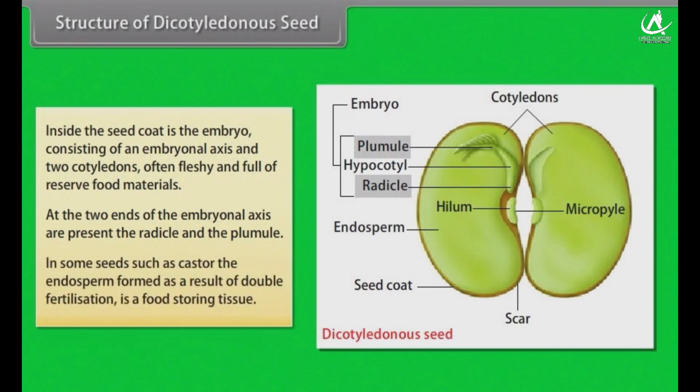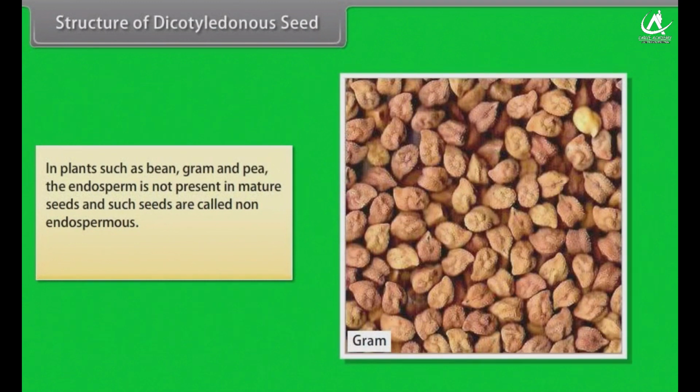In some seeds, such as castor, the endosperm formed as a result of double fertilization is a food-storing tissue. In plants such as bean, gram, and pea, the endosperm is not present in mature seeds, and such seeds are called non-endospermous. Example, gram.